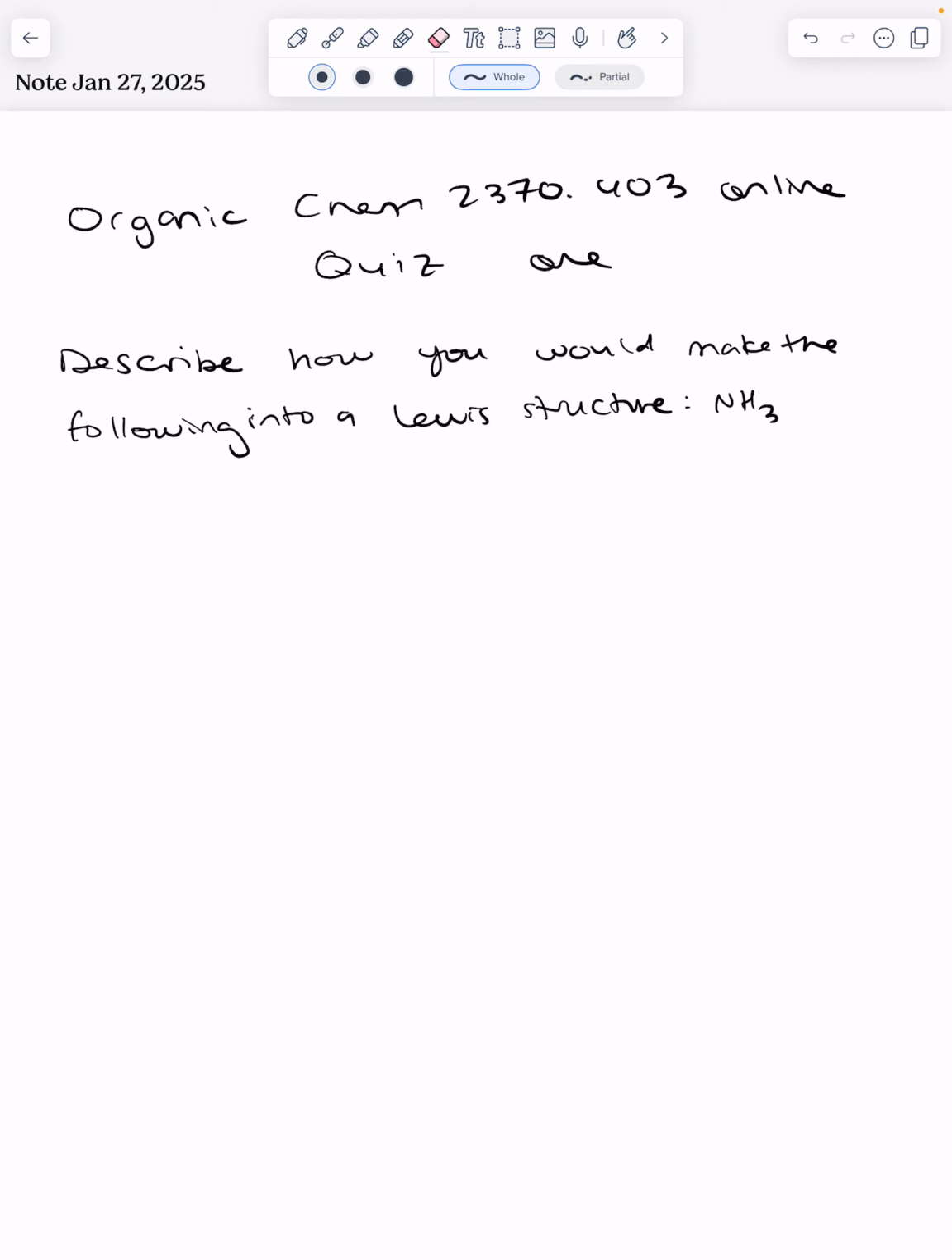So the first question was, describe how you would make the following into a Lewis structure. Because it's pretty hard to upload images during the exam or the quiz and make sure that everyone has the same fair opportunity, I felt like a good way to test your understanding would be to describe how you'd make the following into a Lewis structure. Oh, it wasn't NH3 though. It was CH3, CH2, CH3.